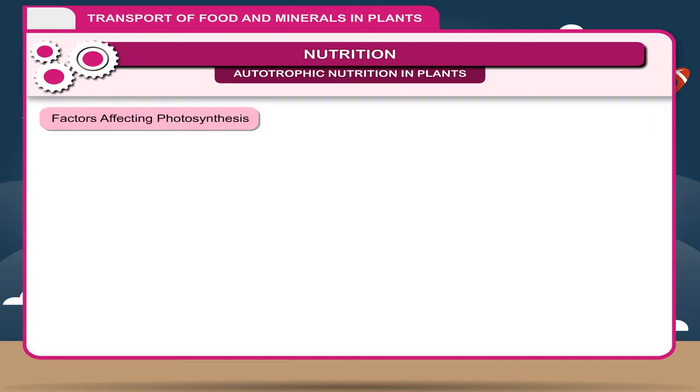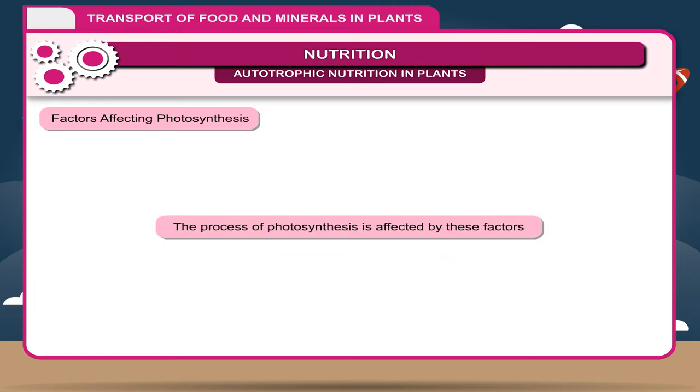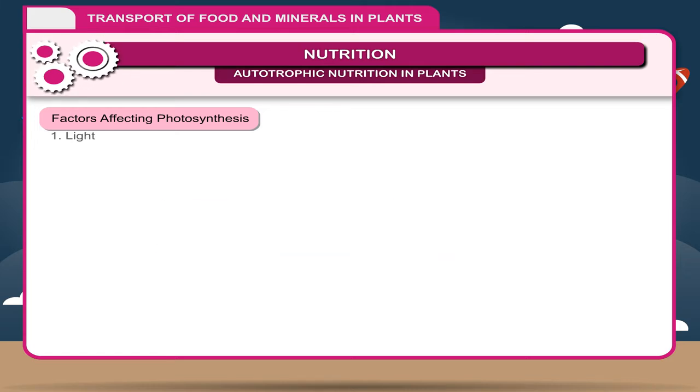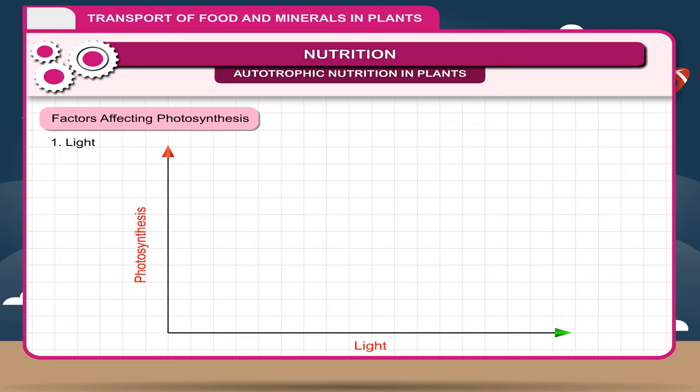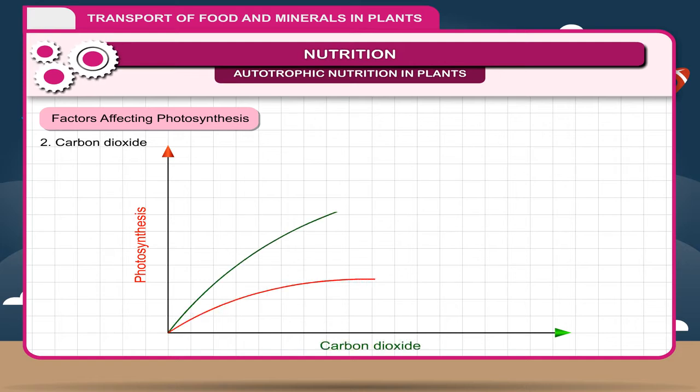Factors affecting photosynthesis. The process of photosynthesis is affected by these factors. 1. Light. The rate of photosynthesis increases with the intensity of light. The rate of photosynthesis is maximum in red light. 2. Carbon dioxide. On increasing the concentration of carbon dioxide, the rate of photosynthesis increases. However, if the concentration is very high, it decreases.